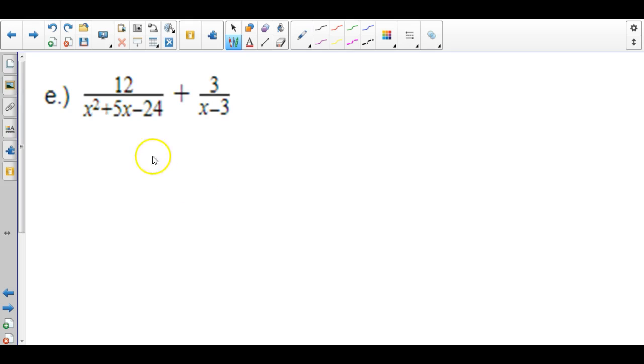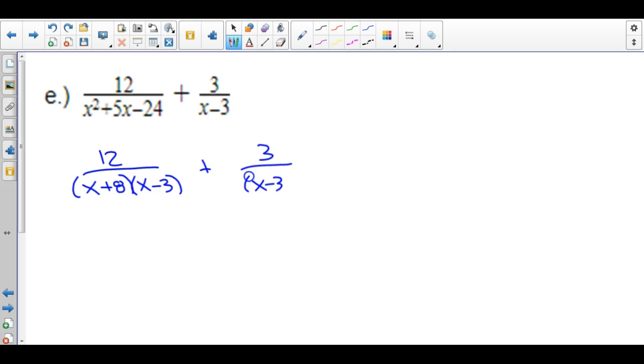A couple more then. So with something like this, the denominator looks pretty ugly right now, so what I think we should probably do is factor it first. So I think about what multiplies to negative 24 that adds up to positive 5, and that's going to be positive 8 and negative 3. And then over here I've got a 3 and then an x minus 3.